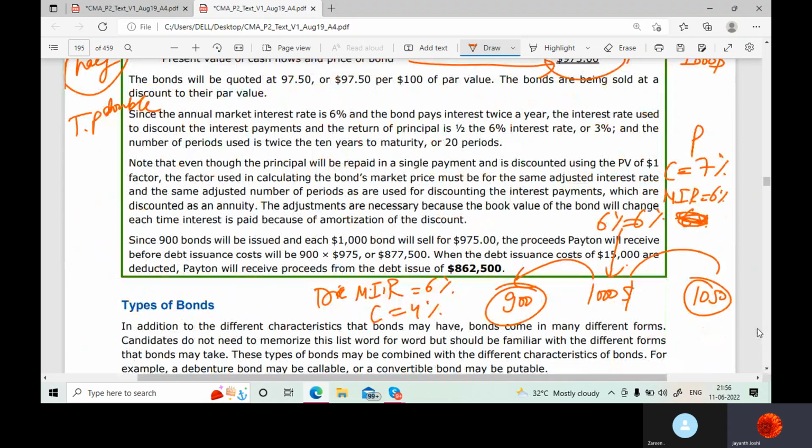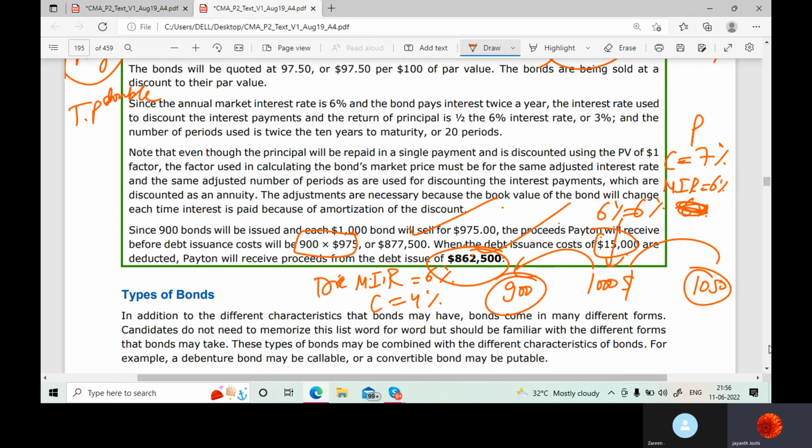So I can take 975, and 900 bonds into 975 will give me the total bond value. But I'll deduct the issuance cost. So the total net cash flow is this much for me from the bond issue. That means this much I will be getting, that I can utilize in my business for some purpose.